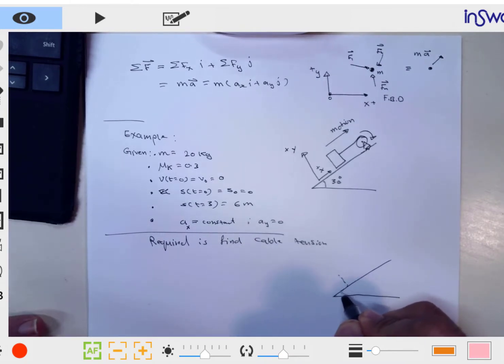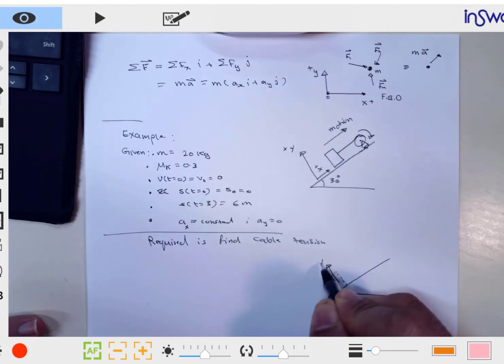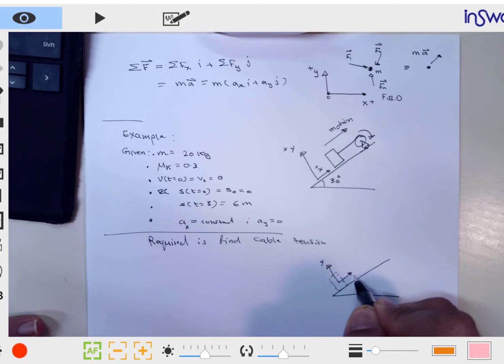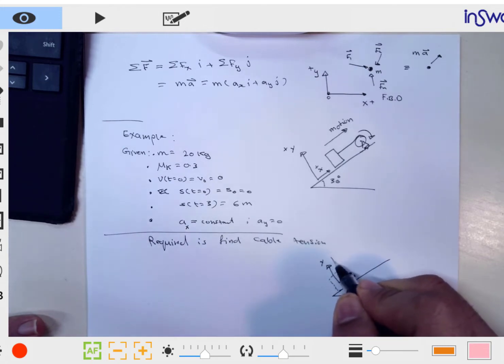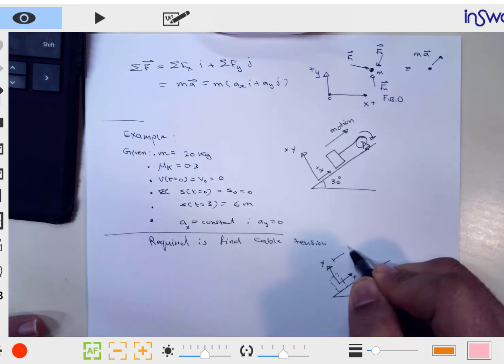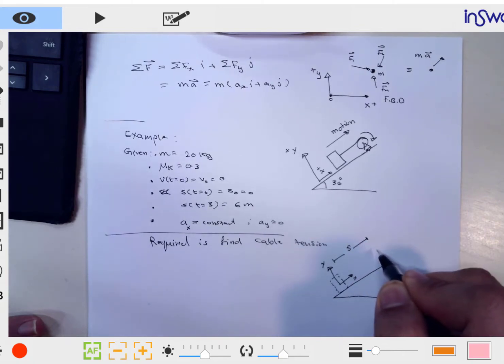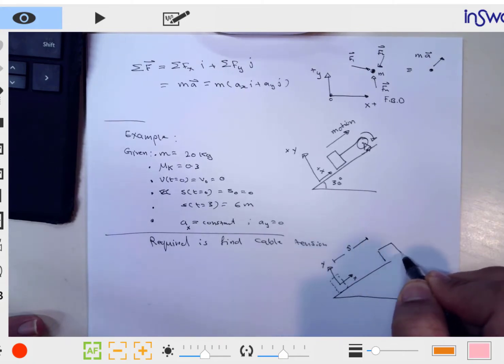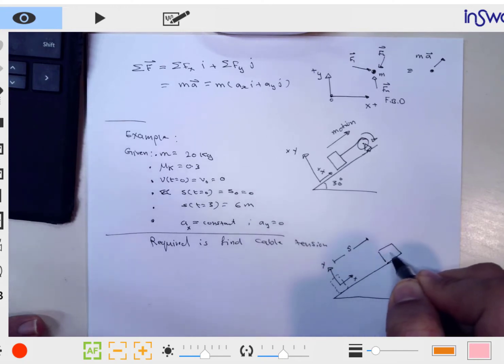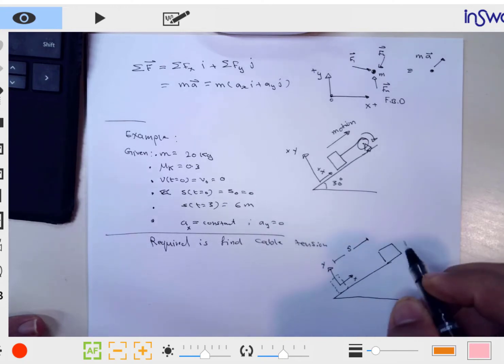Initially this is the box, and I chose that this is my y and this is my x. Then within a distance, call it s, it travels after 3 seconds to a new location, and this location is right here.